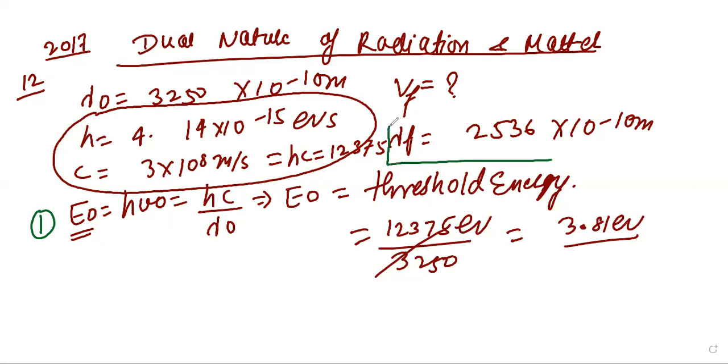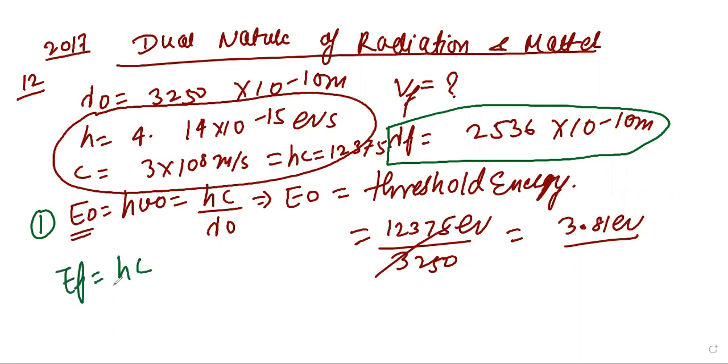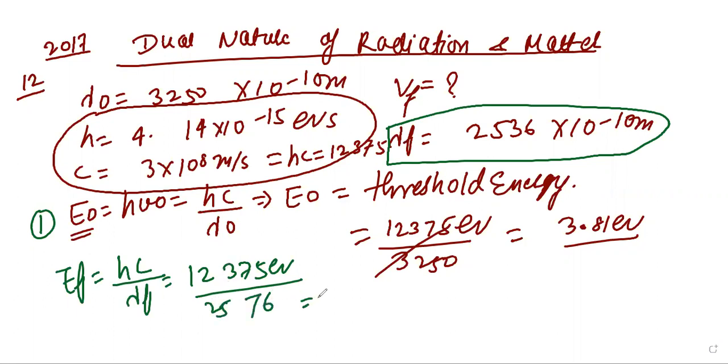Now, next, the ultraviolet wavelength is given. So find the energy for this also. Final energy will be equal to HC by lambda F. So it is 12375 electron volt divided by the lambda value put here, 2536. After dividing, you will get 4.88 electron volt. Right.